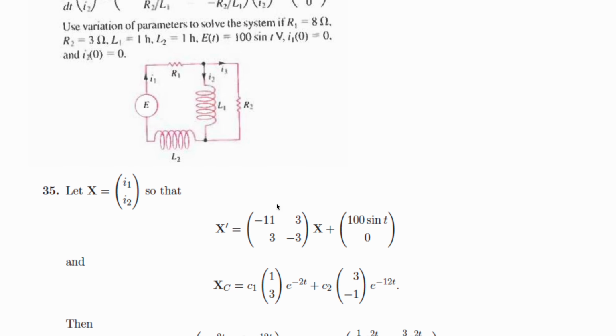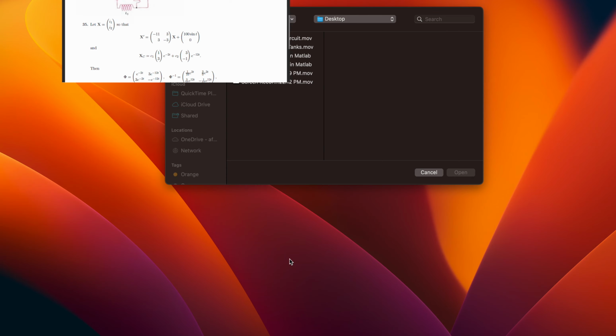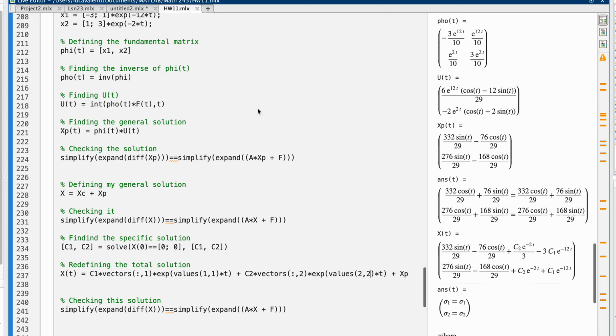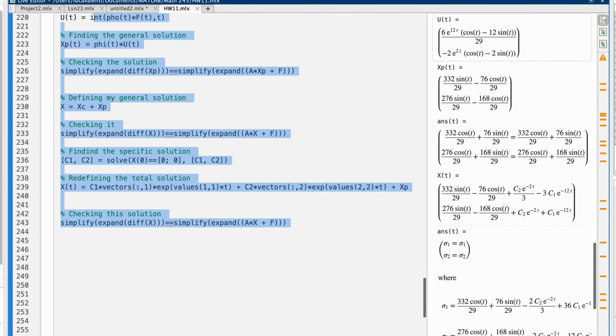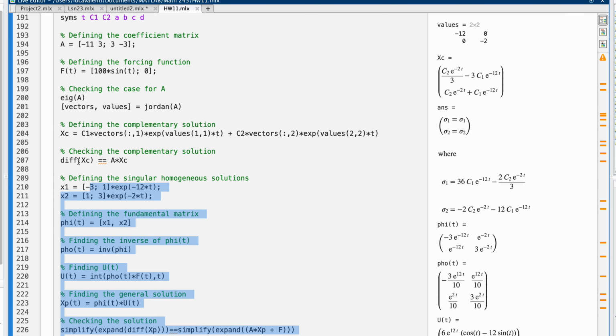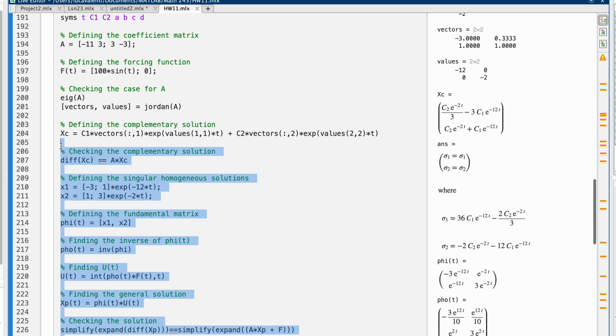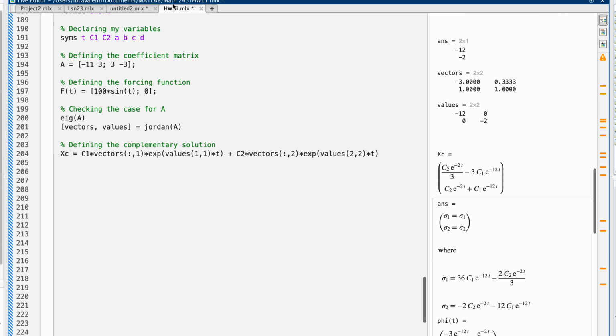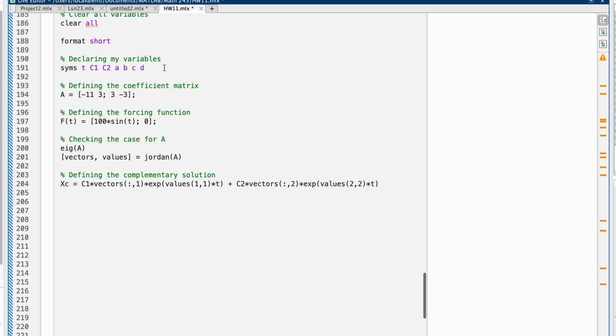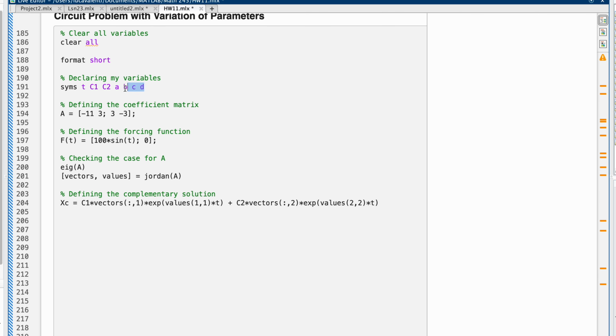To this point over here, we have our complementary solution. Now let's go over to MATLAB and let me erase this work so that we can do it again together. So we already did this part right here, and we have our complementary solution. Now we're going to define the fundamental matrix.